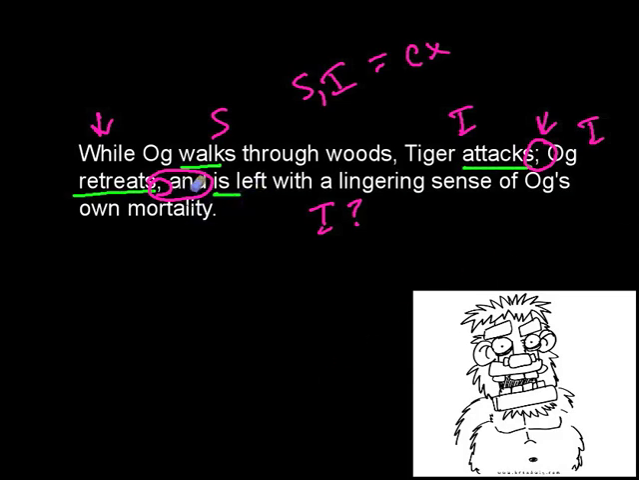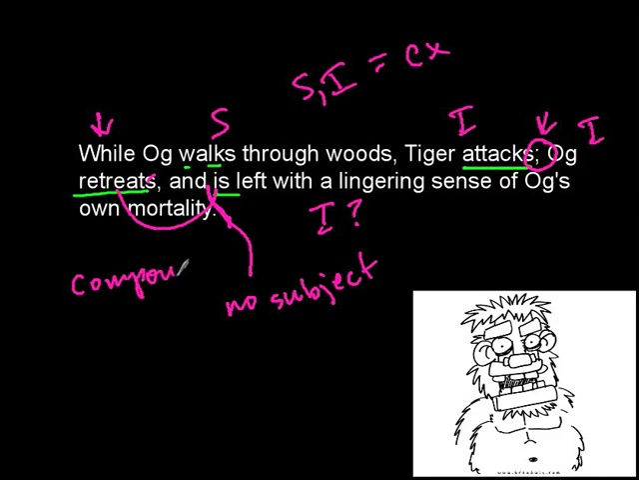I will tell you. Right here. There is no subject. There is no subject right here. I'll draw. No subject, right? And so, in order for this to be an independent clause, it has to have a subject and a verb. But we don't have a subject. So this "retreats, and is" is a compound verb, right? And therefore, you're not dealing with another independent clause. I just put that in there because I want you to be able to look for those sort of things, right?